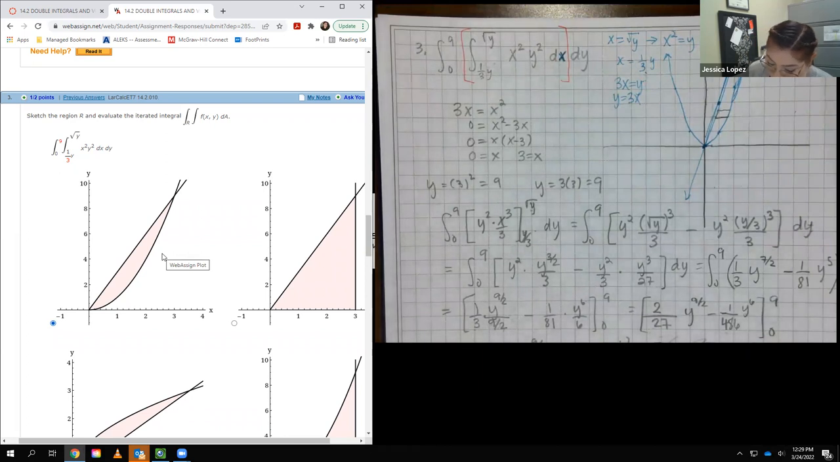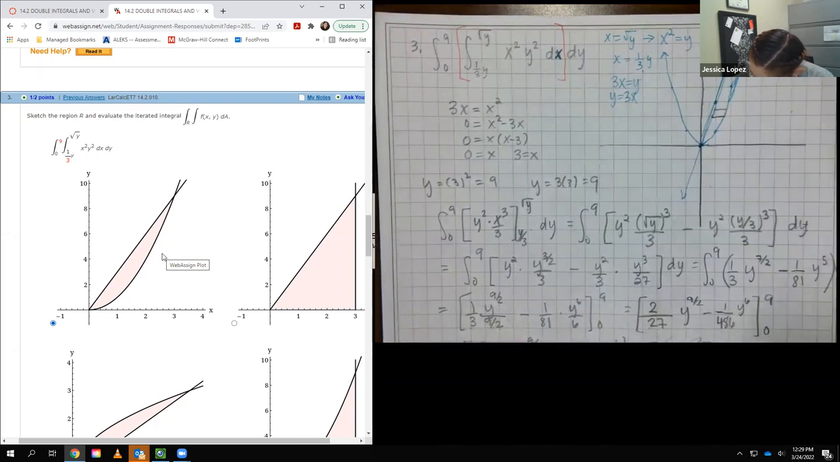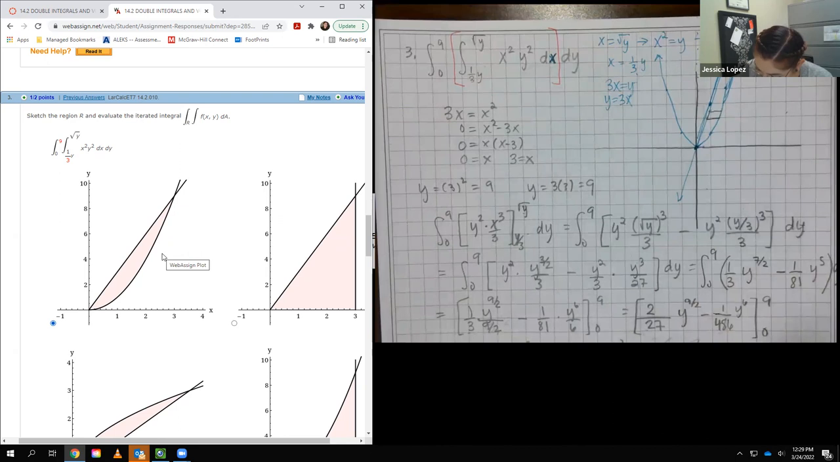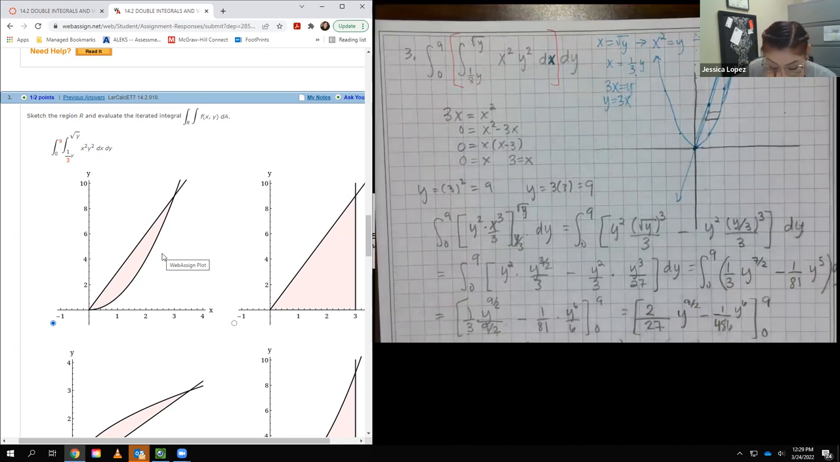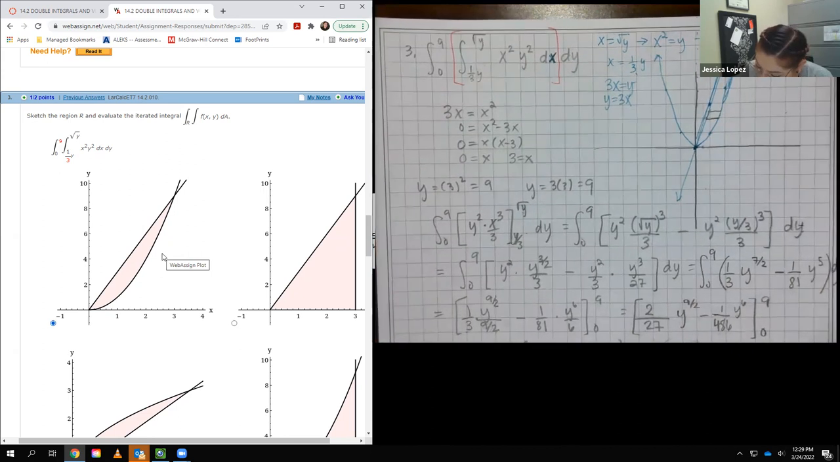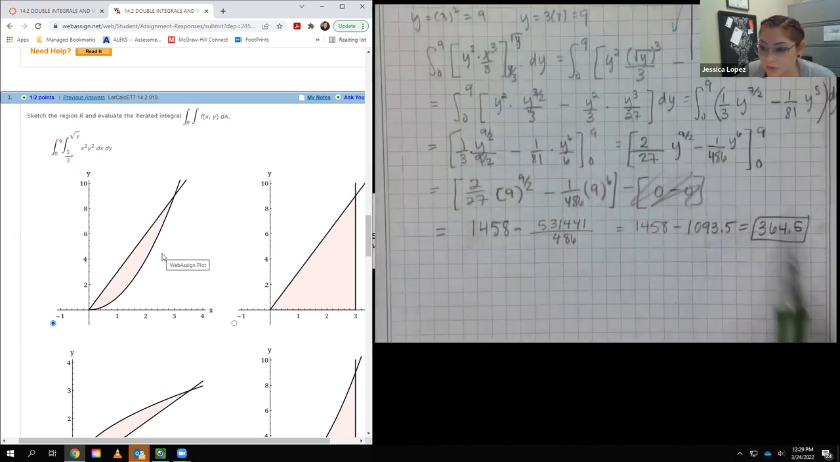Okay. So 531441 over 486. Ah, yes. That does make a difference. Because now that fraction is this. And that computation I can do. I get 364.5. Now that makes sense, because it didn't make sense to me that my volume was negative.